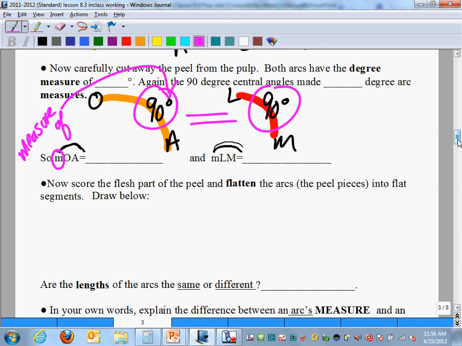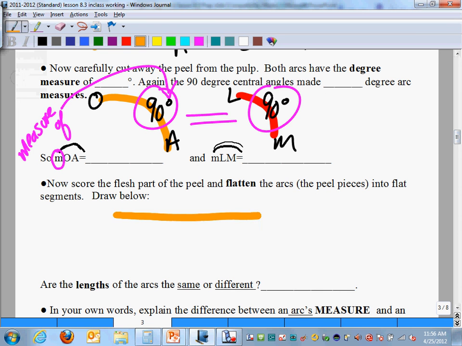Alrighty, guys. Now, real simple. Take your peels. Now look at them. The length of the peels, same or different? Different. Aha. That's really important. Watch here. This is the whole lesson right here.